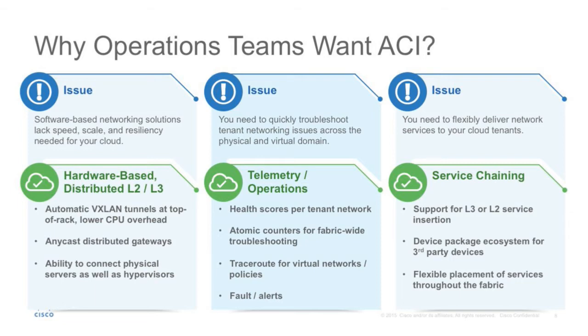We also offer health scores and telemetry. So it's easier to find packet loss and latency within our APIC controller. We also offer layer 4 through 7 services, as I mentioned earlier, for both virtual and physical appliances. So if you need to do firewalling, load balancing, intrusion prevention systems, other networking services, we can do that all with ACI.